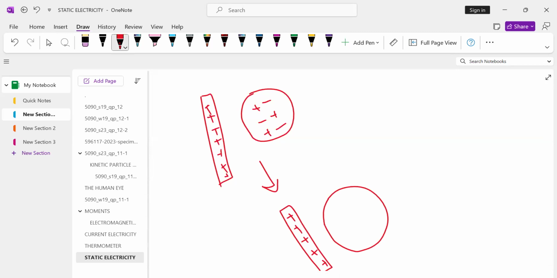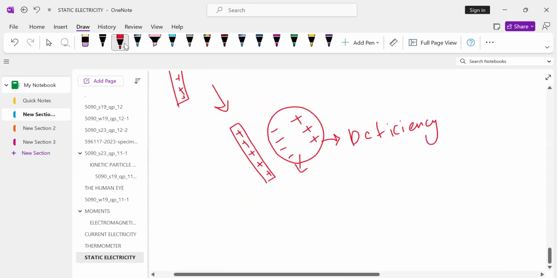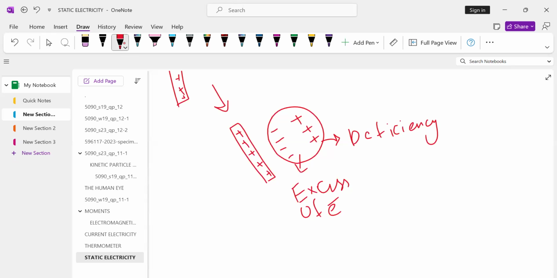Now this is the glass rod, which has the positive charge, and this is the sphere. When the redistribution of electrons occurs, negative electrons come towards the rod side. However, the positive charges move away from the rod side. So you can see that here is the deficiency of electrons, and here is the excess of electrons.